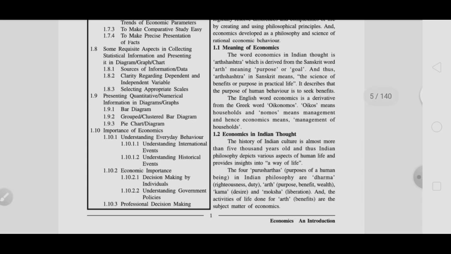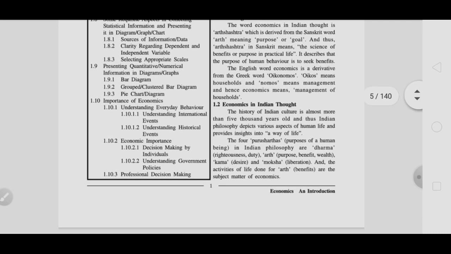Then there will be the types of diagrams or bar graphs, that is bar diagram, cluster bar diagram, pie charts, and lastly the importance of economics, which is useful for our everyday behavior, and economic importance, in which we are going to take some decisions, and lastly we'll discuss professional decision making.